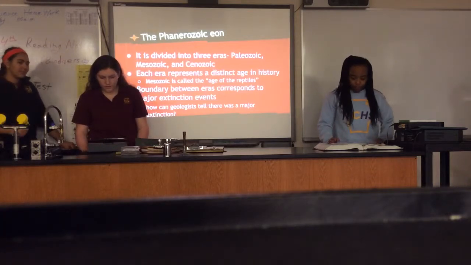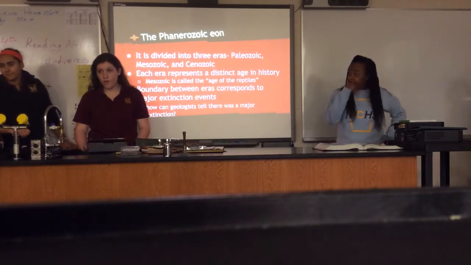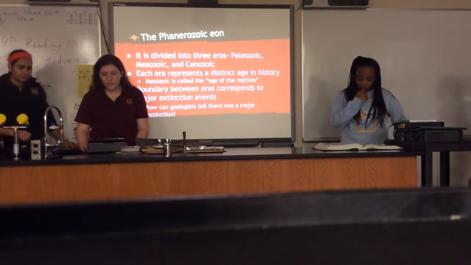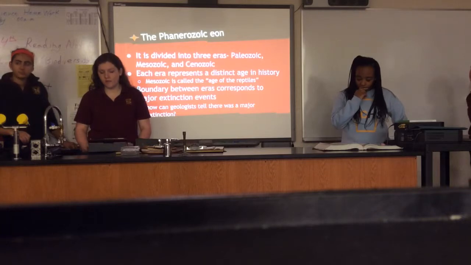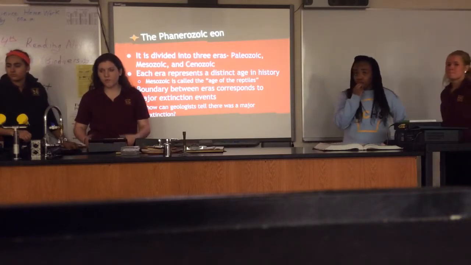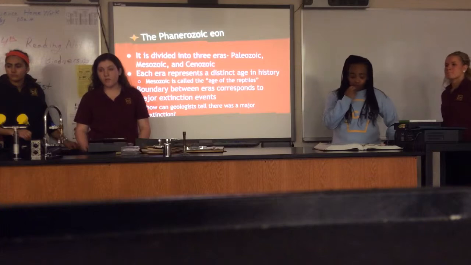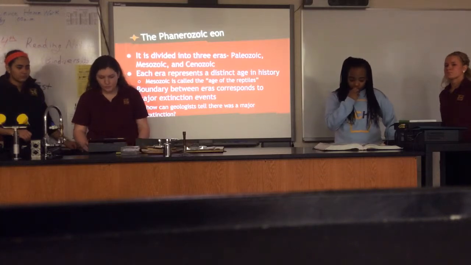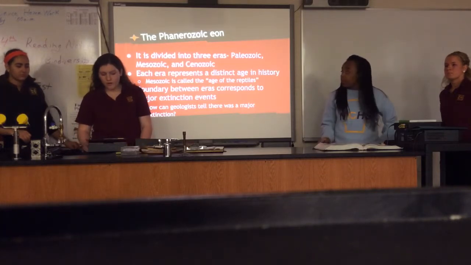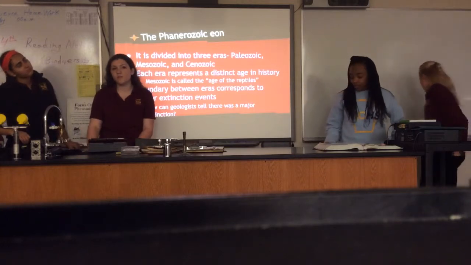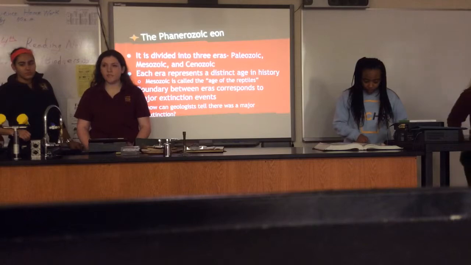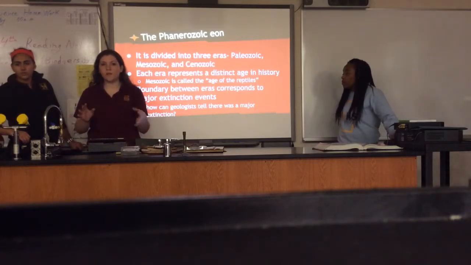The Phanerozoic eon is divided into 3 eras, which are the Paleozoic, Mesozoic, and Cenozoic. Each era represents a distinct age in history. For example, the Mesozoic was called the age of the reptiles. This is because there were a lot of reptilian type animals, including dinosaurs, on Earth. The boundary between the eras corresponds to major extinction events. So when looking at the geological record, scientists can tell what age it is depending on when those major extinction events occurred.